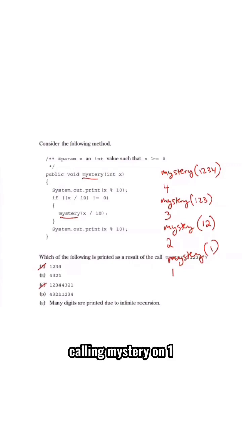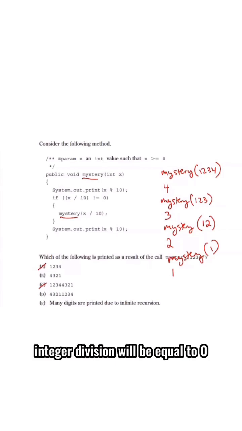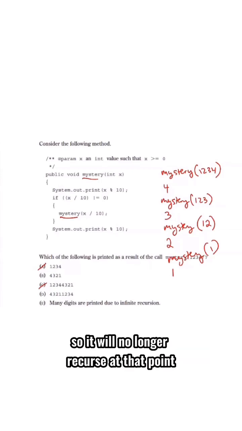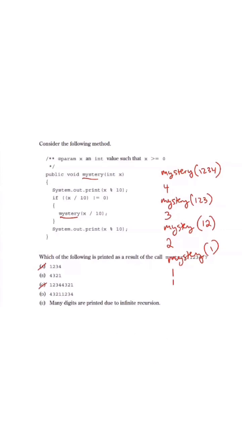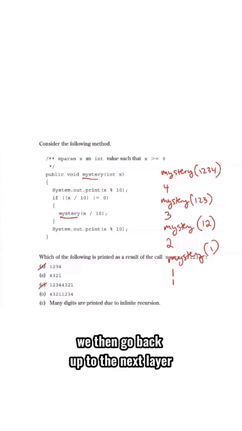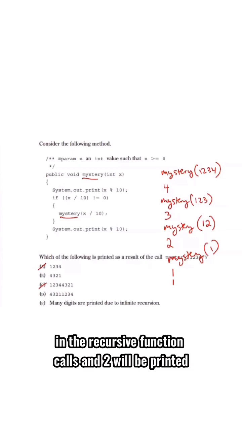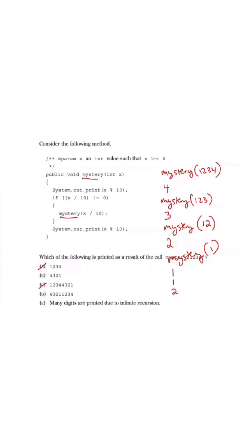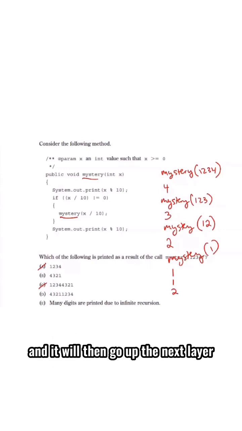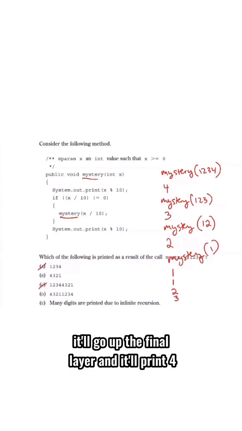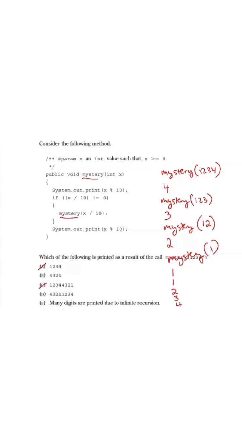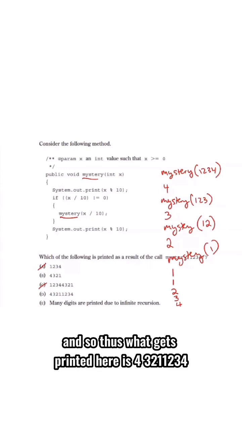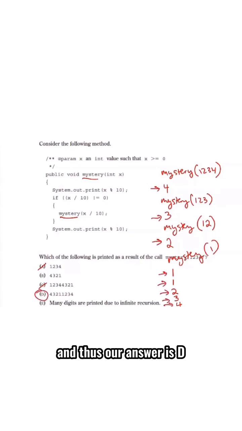Calling mystery on 1, 1 divided by 10 with integer division will be equal to 0, so it will no longer recurse at that point, and it will then go past the if block. It will print 1. We then go back up to the next layer in the recursive function calls, and 2 will be printed. That concludes that function, and it will then go up to the next layer. It'll print 3. It'll go up the final layer, and it'll print 4. And so thus, what gets printed here is 4, 3, 2, 1, 1, 2, 3, 4. And thus our answer is D.